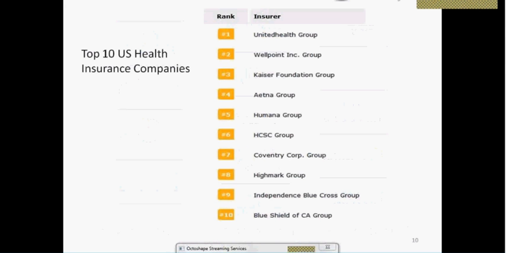And just another interesting point that I want to show you is these are the top 10 insurance companies in terms of numbers they provide. So the first one is United Health. United Health is a Minneapolis-based company. Then there's WellPoint, Kaiser, Aetna, etc. It is just out of interest in case you want to know who the top 10 players in the industry are.